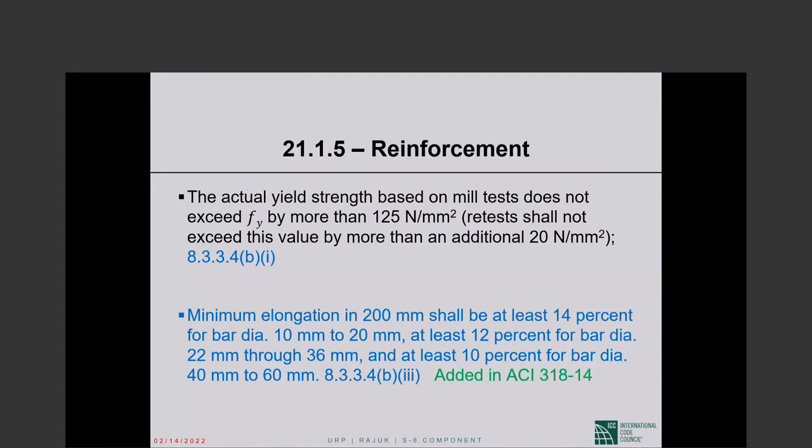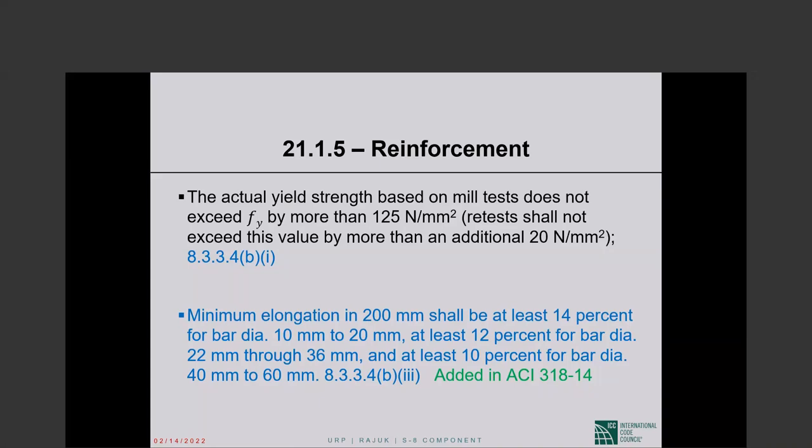by more than 125 Newton per square millimeter upon retest. So this is in our units 18 ksi. So the actual yield strength cannot exceed the specified yield strength by more than 18 ksi. Upon retest, you can go another 3 ksi, but that is the absolute limit. You cannot go beyond 21 ksi overstrength.